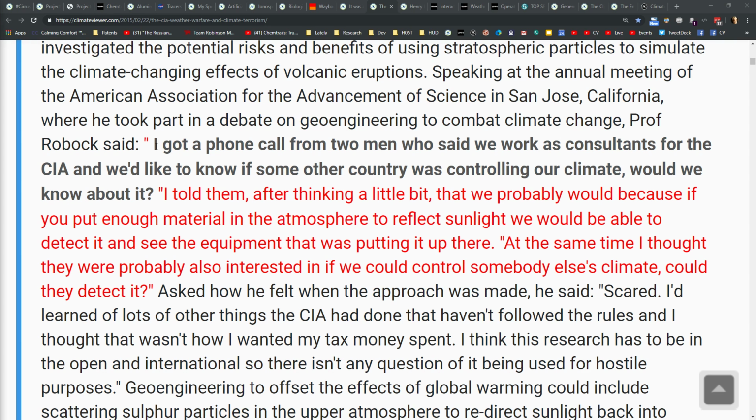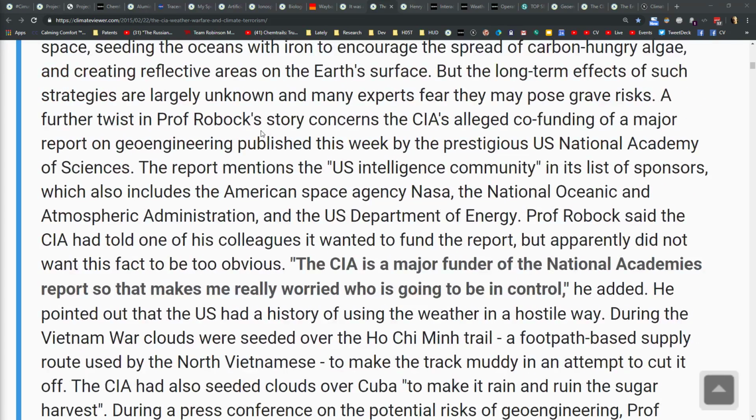Quote, Alan Robock: I told them after thinking about it a little bit that we probably would, because if you put enough material in the atmosphere to reflect sunlight, we would probably be able to detect it and see the equipment that was putting it up there. At the same time, I thought they were probably also interested in if we could control somebody else's climate, could they detect it? Harrowing stuff, to say the least.